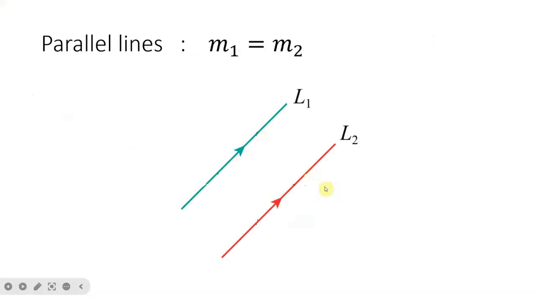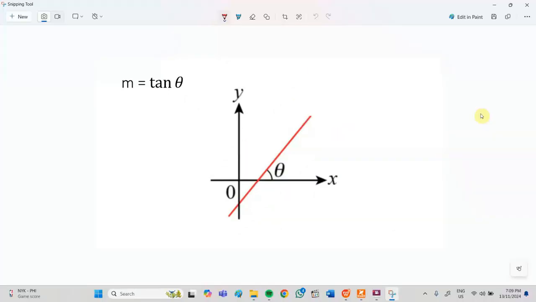So we now have a pair of parallel lines, L1 and L2. The gradient for line 1 will be denoted as m1, and the gradient for L2 will be denoted as m2. Then the verification of the conjecture is based on the premise that m, the gradient of the line, equals tangent theta, where theta is the angle formed between the line and the x-axis.